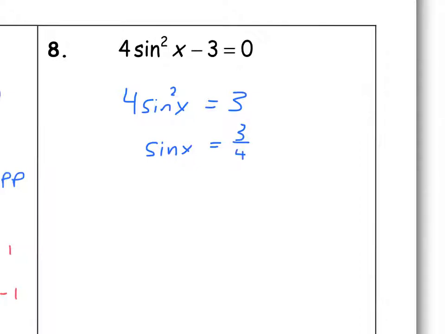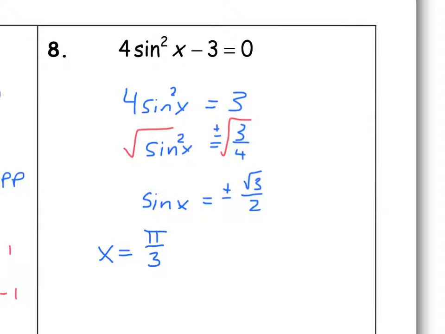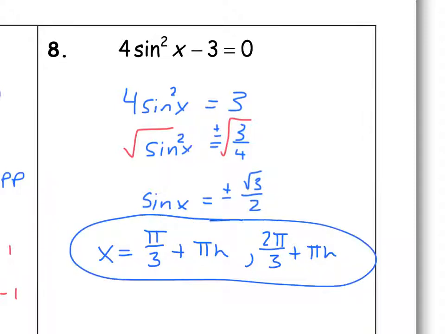I forgot my squares. Now I'm going to square root both sides. Don't forget the plus or the minus here. Sine of x is equal to plus or minus radical 3 over 2. So on our unit circle, we have x equals pi over 3, and every pi, or 180 degrees, it repeats. And then the other one is 2 pi over 3, and every 180 degrees, or pi, it also repeats. So here are my infinite number of answers written in two different ways.